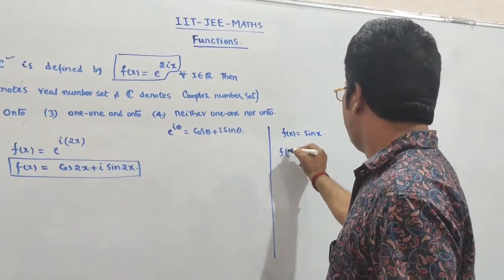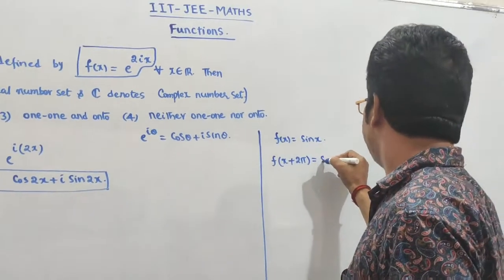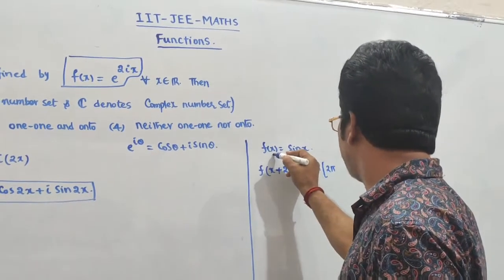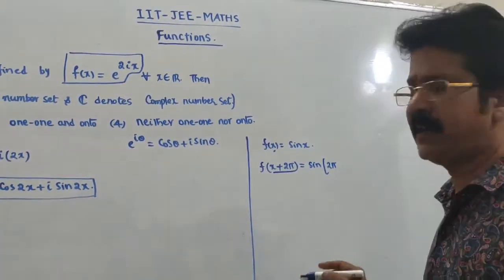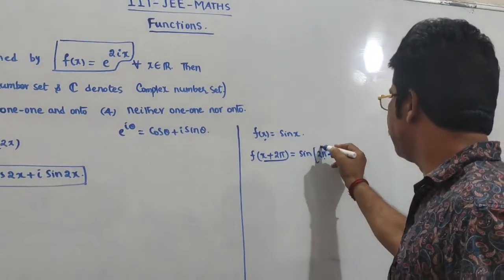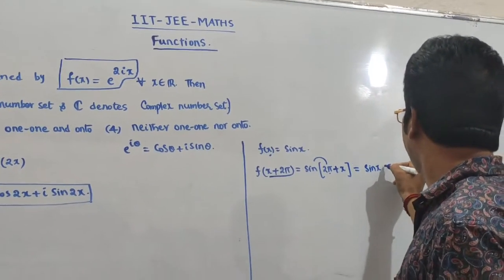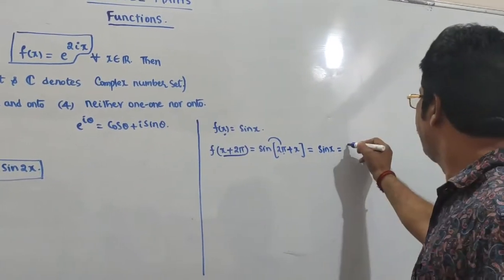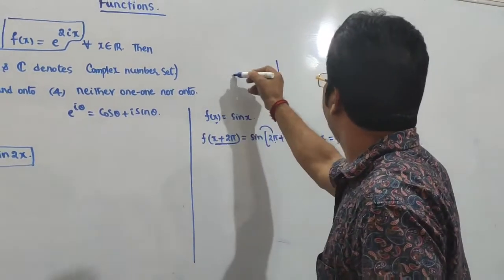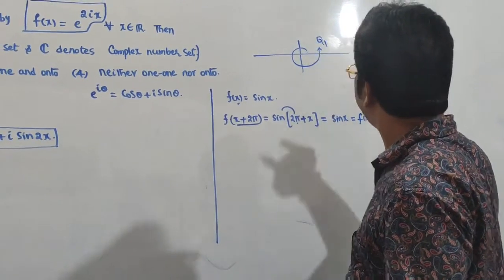So f of x plus 2 pi is what? It is sin of 2 pi plus x. 2 pi means 360. Sin of 360 plus theta is equal to sin theta. This is sin x. We are getting the same function f of x. 2 pi plus means it is in the first quadrant.